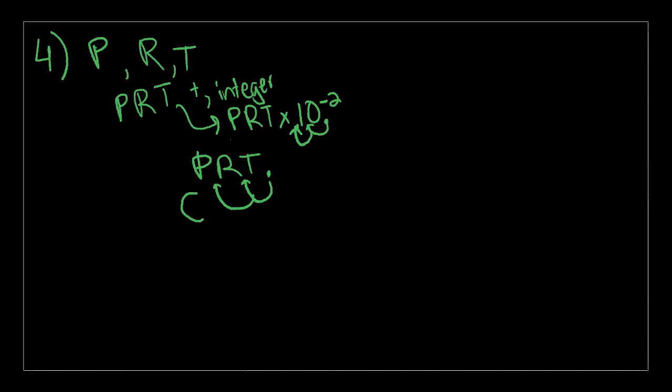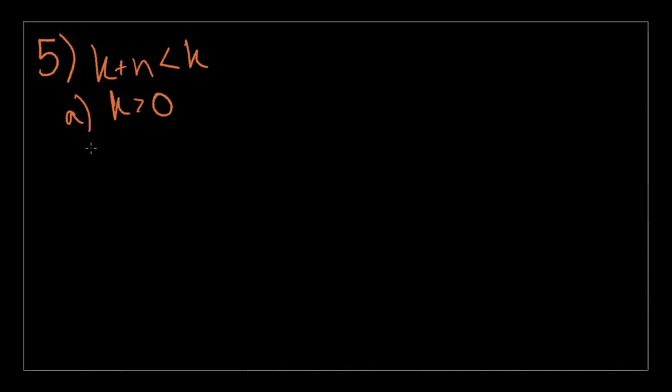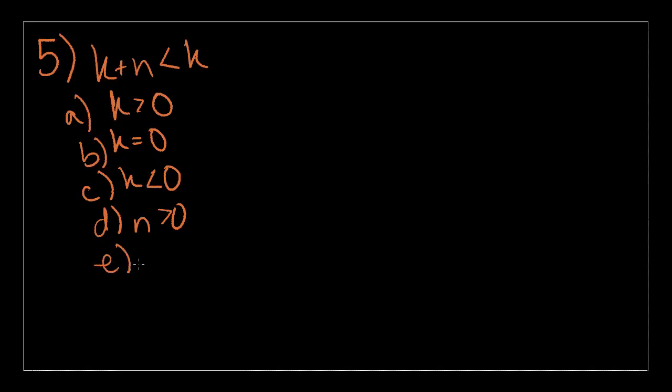So next problem, let's see if we can squeeze one more in. And number 5, which says, if K plus N is less than K, which of the following must be true? And they give us choices. A says K is greater than 0. B says K is equal to 0. C says K is less than 0. D says N is greater than 0. And E says N is less than 0.